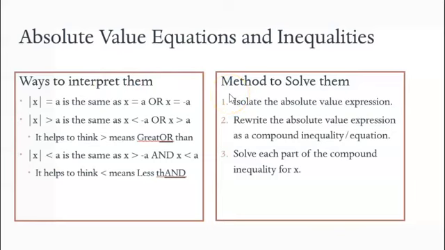Let's review the steps for solving absolute value equations and inequalities. So the method is that you're going to isolate the absolute value expression, rewrite the absolute value expression as a compound inequality, and then solve each part of the compound inequality. And just a reminder, in step 2, if you have greater than, you're going to write an or, and if you have less than, you write an and. Let's take a look at some examples now.